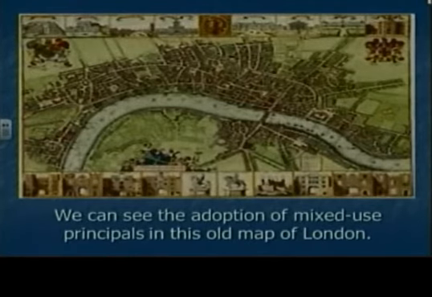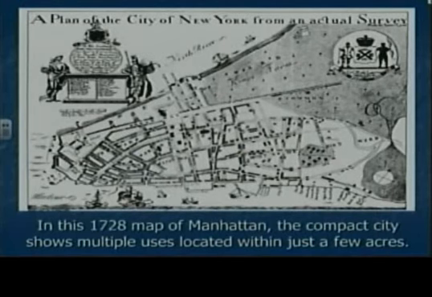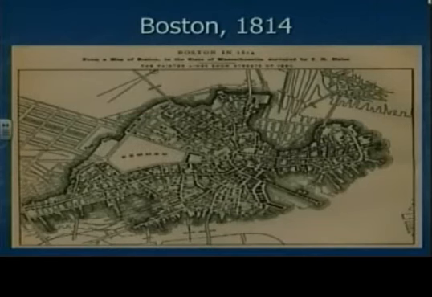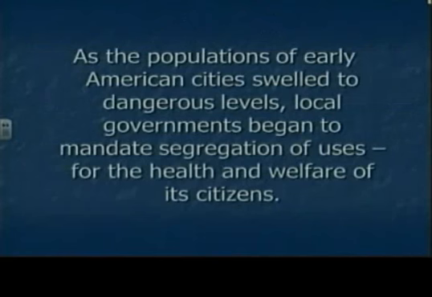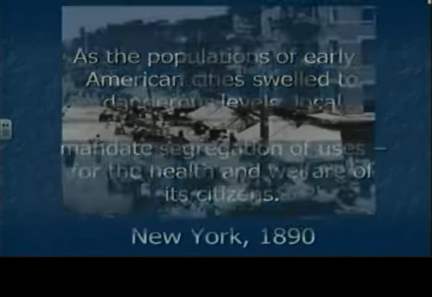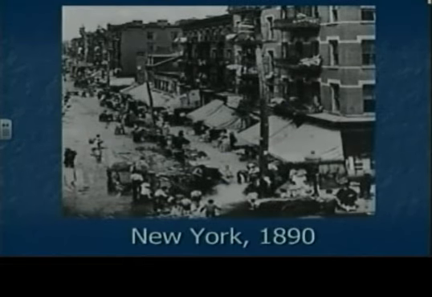As an example, we can see this early rendering of a map from London, a 1728 map of Manhattan, and an 1814 map of Boston. Everything is concise and contained. As populations of early American cities swelled to dangerous levels, local government began to mandate the segregation of uses for health and welfare of its citizens. So here we have a slum in New York in 1890, and at this point in time we have retail and some manufacturing, but more retail on the lower levels, but tenement housing on the upper levels.